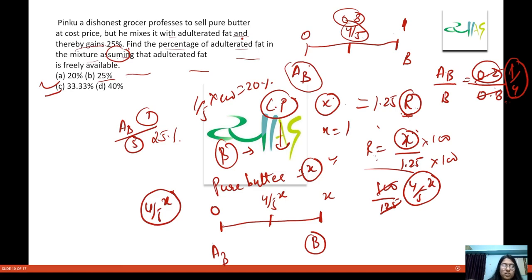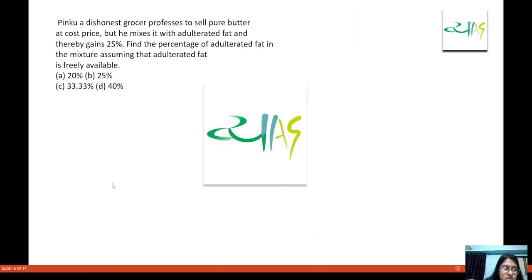So I don't know whether you understood this or not, but let's see this process once again, because I made too many assumptions. So first I told you all the story, and this explanation is of all that story. Now I'll tell you very clearly what I am doing here. So see what I am doing here. Let us assume that adulterated fat we are having at 1 rupee per kg.